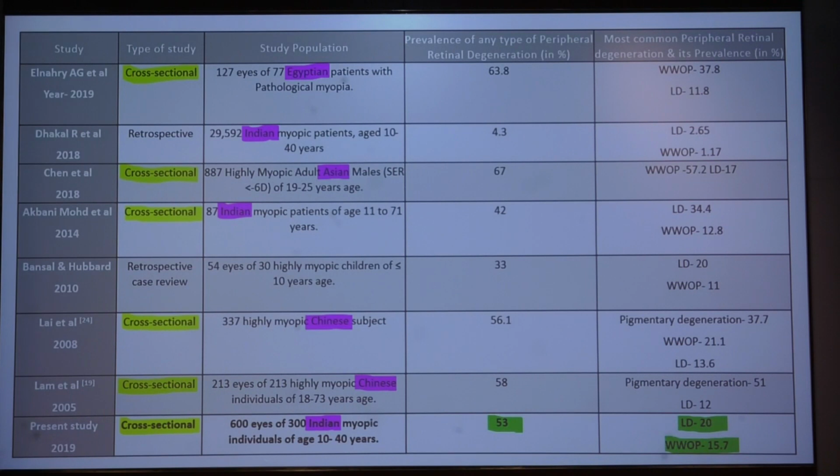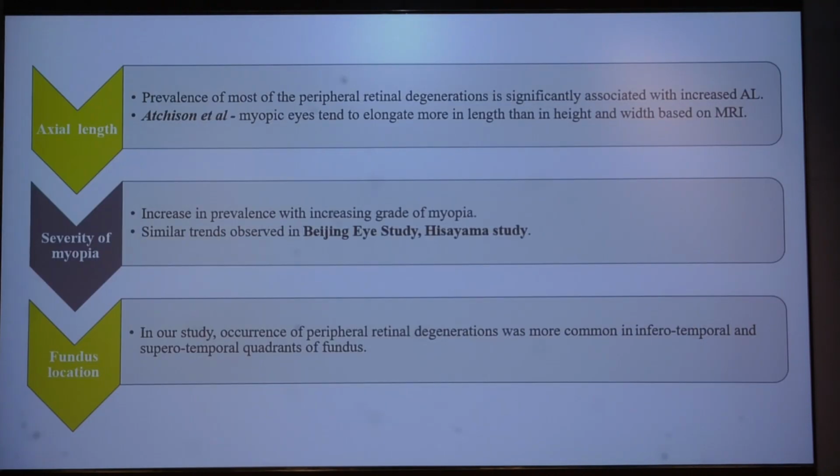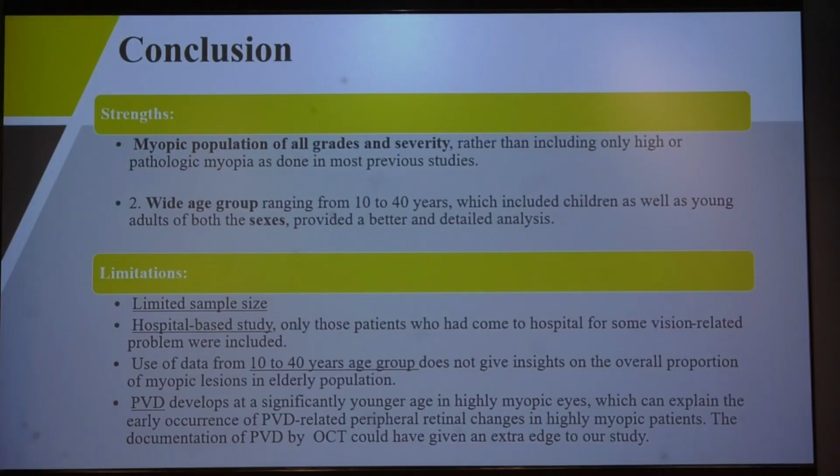This is a table in which our study was compared with the previously done studies. Similarly, the axial length was found to have a positive association, even the severity of myopia, and fundus location, similar to our study also. Most common fundus location was either infratemporal or supratemporal quadrant of the fundus.